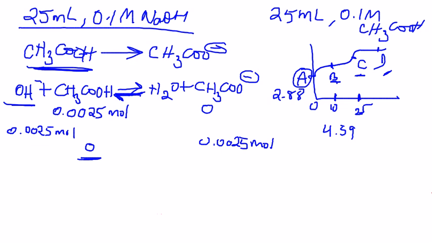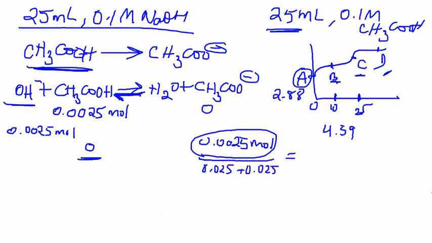Now if you had to calculate your pH at this particular point, the equivalence point, you will say that, well, I know the moles of acetate, and I began with 25 milliliters of acetic acid, and I have added 25 milliliters of sodium hydroxide. That means the total volume is 0.025 plus 0.025, and when you work out the math this will come out to be 0.05 molar as the concentration of the acetate.